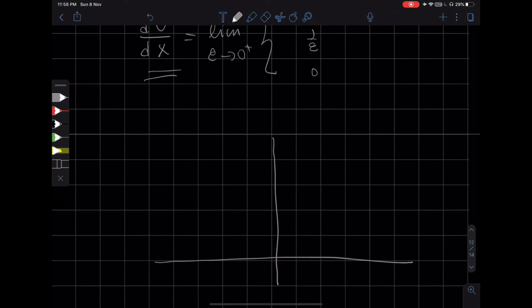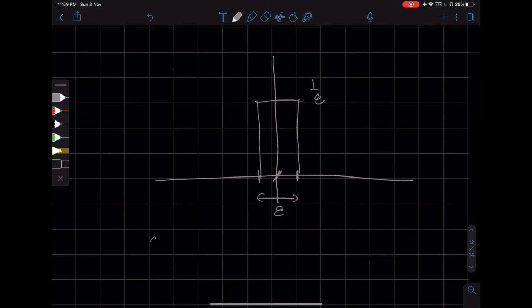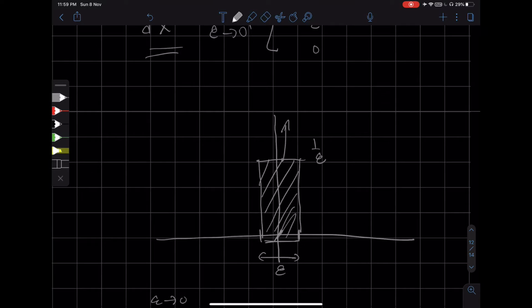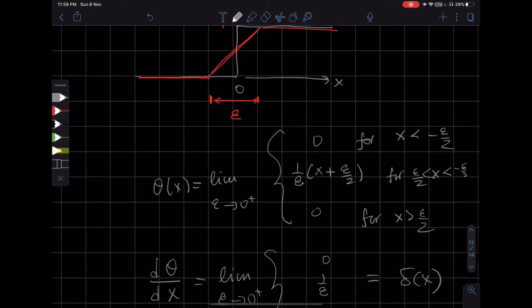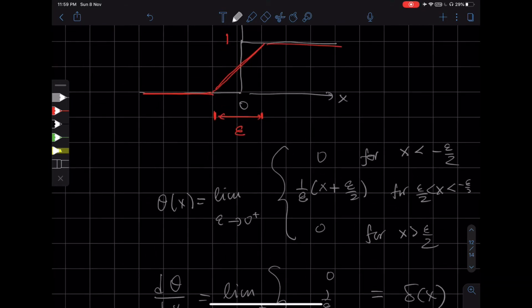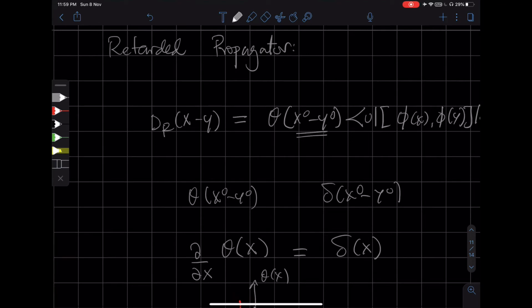It'll look like a small interval of epsilon around the origin. This function has a height 1 over epsilon. And in the limit where epsilon goes to 0, of course, this function becomes infinitely thin and it becomes infinitely high. But the area under the curve remains 1. That means that in that limit, this is nothing but the Dirac delta function. So we can use this to see if our statement that this is the inverse of the wave operator is true.